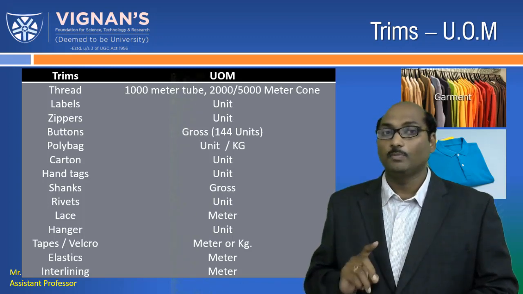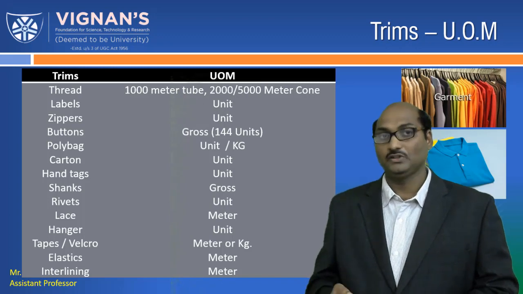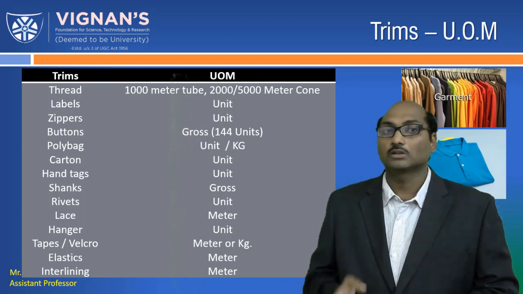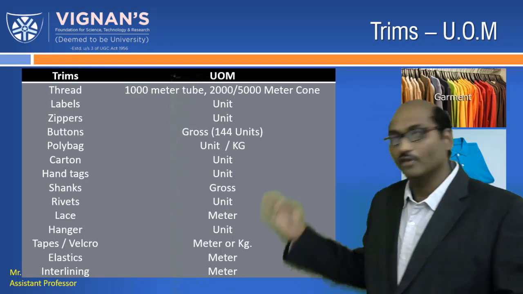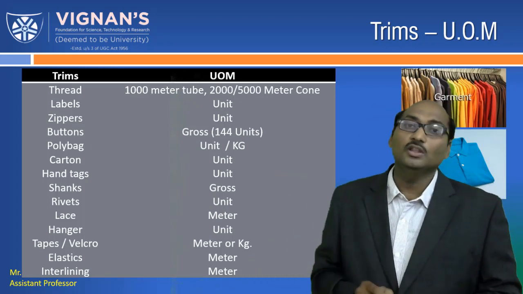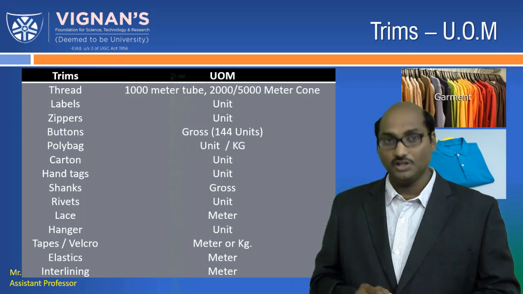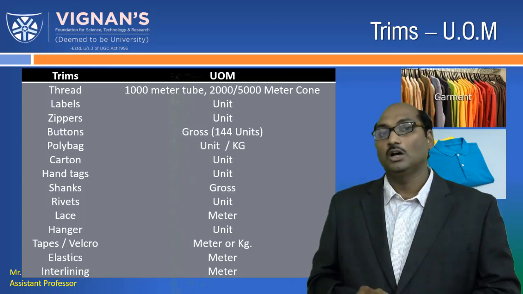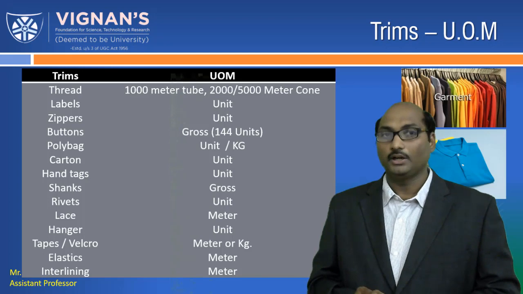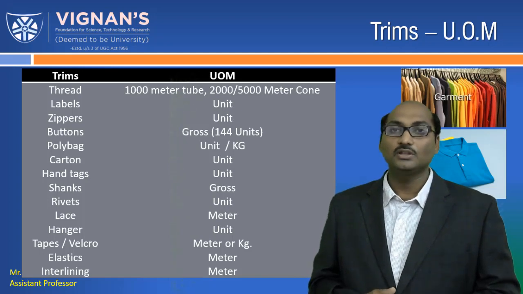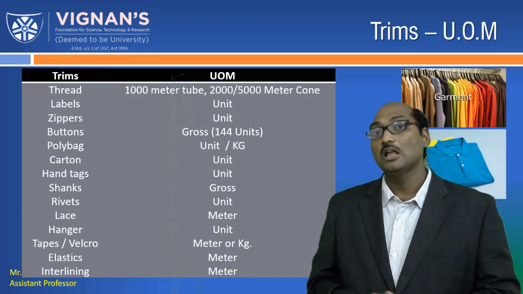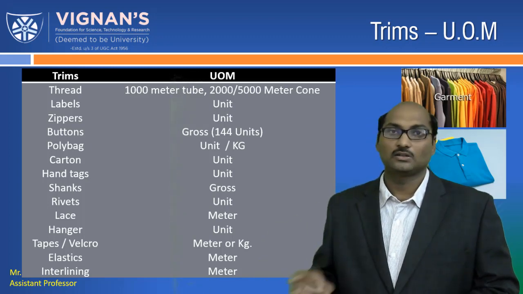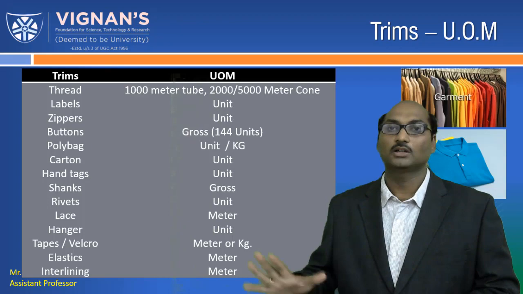Then polybag, either unit or kg. Then carton box, hang tags, shanks, rivets, laces. Similarly, the units of measurement are like this. So in this class, we are going to discuss in detail the polybags, cartons, hang tags, and of course the labels. These come under the packaging and labeling cost.